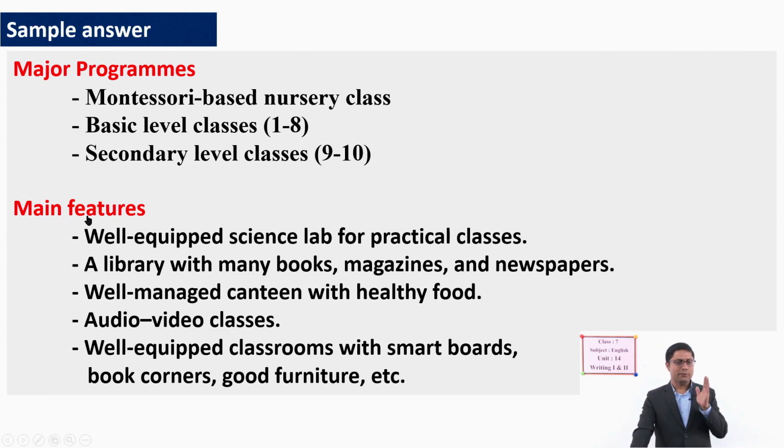Similarly, main features, or you can say salient features also, as in reading 2. It means what are the important facilities the school provides. For example, a well equipped science lab for practical classes, since a science lab is given in the outline. Similarly, a library with many books, magazines and newspapers; a well managed canteen with healthy food; audio video classes, well equipped classrooms with smart boards, book corners, good furniture. What equipment is there in your classroom, you can mention that. These come under main features. You can just make a list of them, 1, 2, 3, in this way.